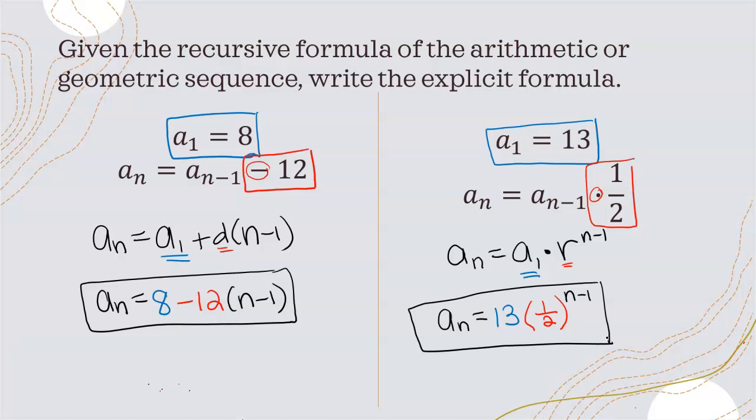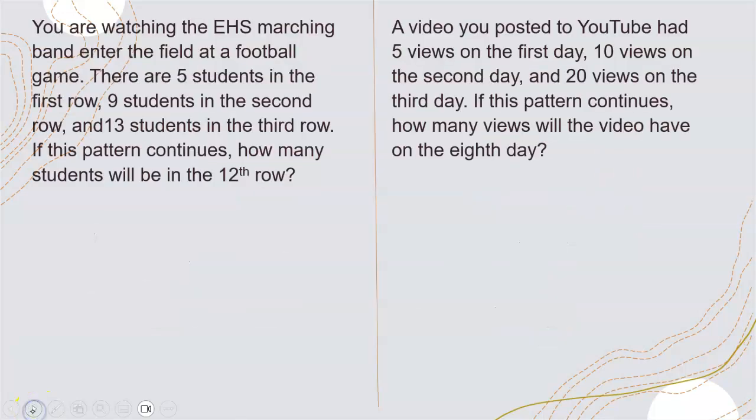So the recursive formula is nice because you can find both a1 and r just listed in what they give you. The last thing that we are going to talk about is word problems. So with these word problems, we have to identify what type of sequence it is and then be able to solve. So here you are watching the EHS marching band enter the field at a football game. There are 5 students in the first row, 9 students in the second row, and 13 students in the third row. If this pattern continues, how many students will be in the 12th row?